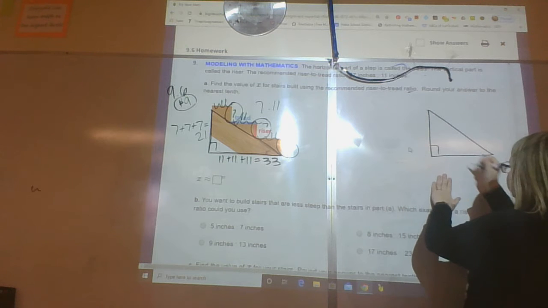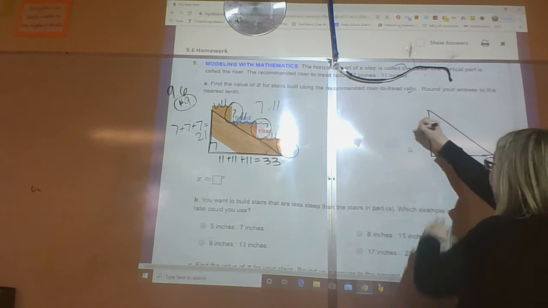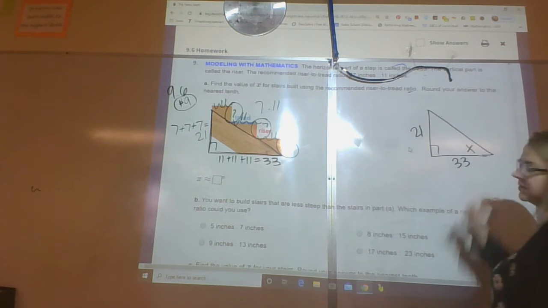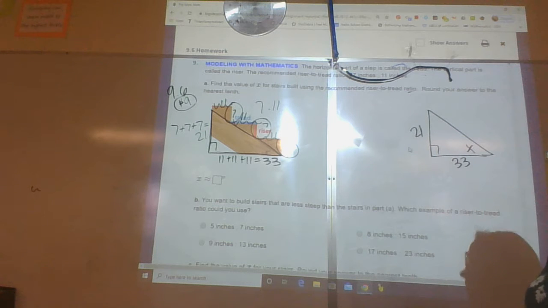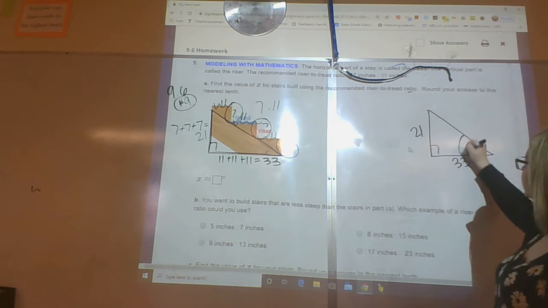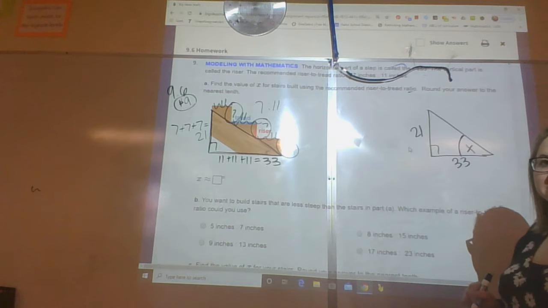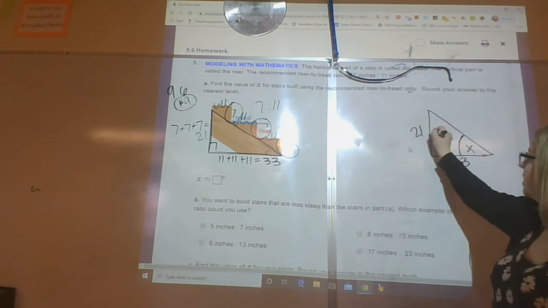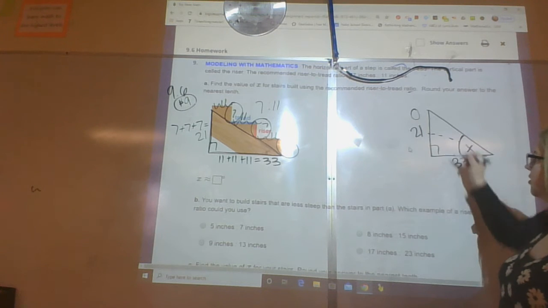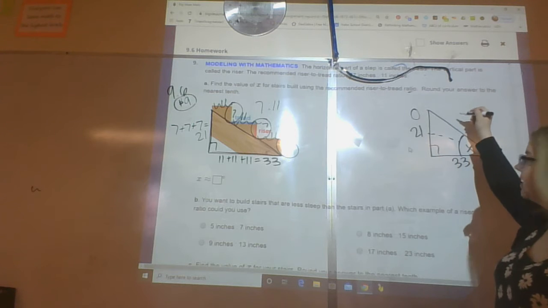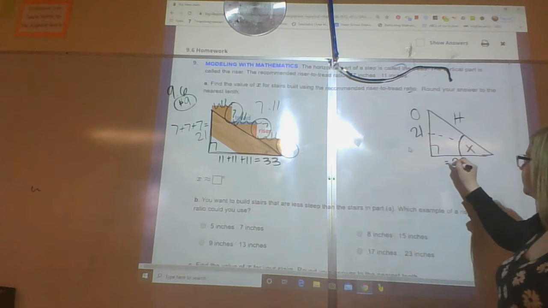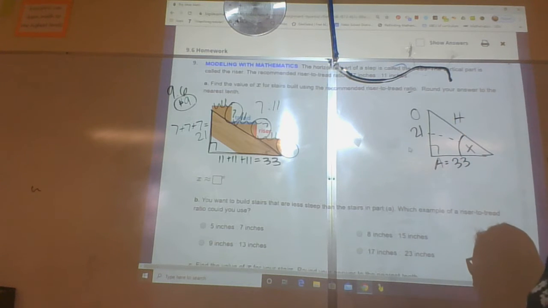And it says this is 33, this is 21, and here's my x. Okay, we need to figure out x here. So same thing, I'm going to label all my sides first. This is my opposite side. Across from my 90-degree angle is my hypotenuse, and then this is my adjacent side here.